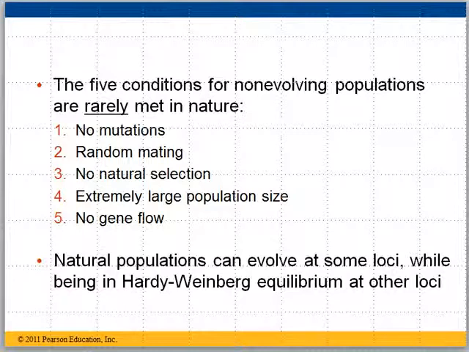And then finally we have number 5, no gene flow. Gene flow, we're going to find out, is the movement in and out of a population of alleles that come from other populations. So this would have to be an isolated population where there's no inflow or outflow, immigration in or out of other individuals. Natural populations can be evolving at some loci while being in Hardy-Weinberg equilibrium at other loci.